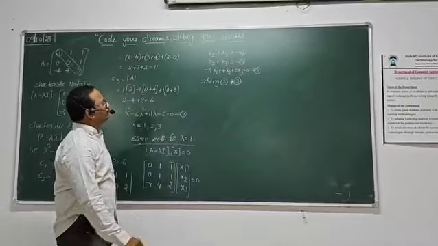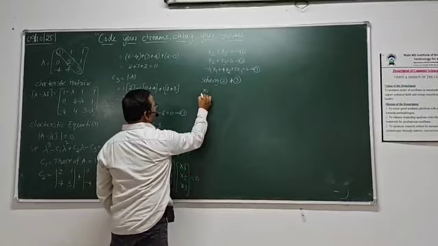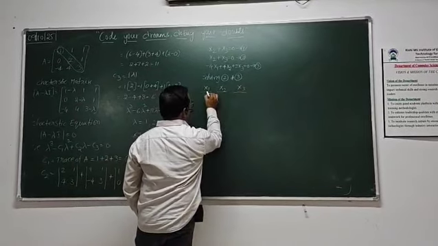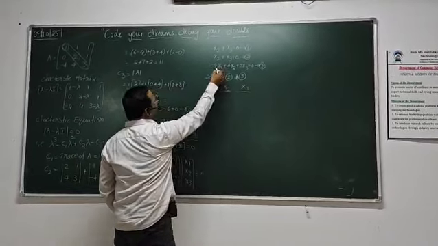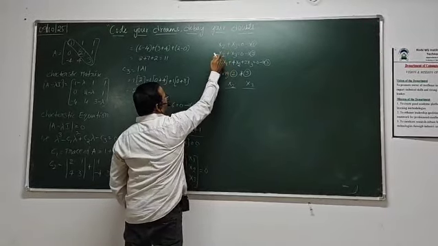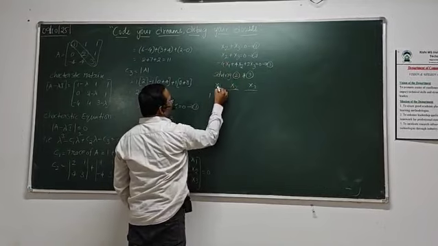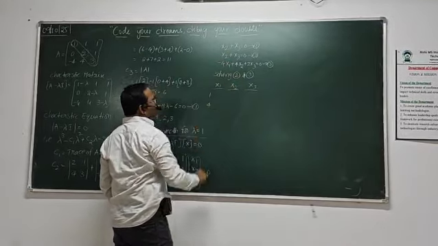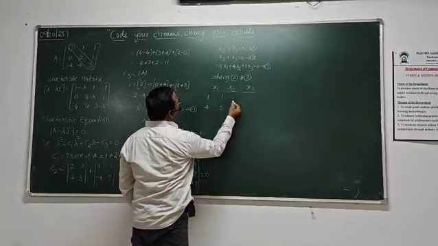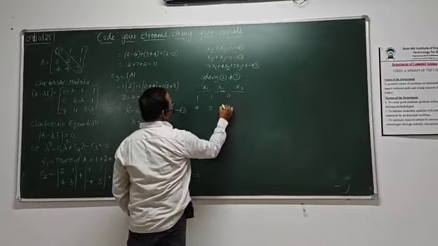Solving equations 2 and 3, use this method, x1, x2, x3, to find the values of x1, x2, x3. First write down the coefficients of x2. In the second equation the coefficient of x2 is 1, and in the third equation the coefficient of x2 is 4. The x3 coefficients are 1, 2, and the x1 coefficients are 0, minus 4.